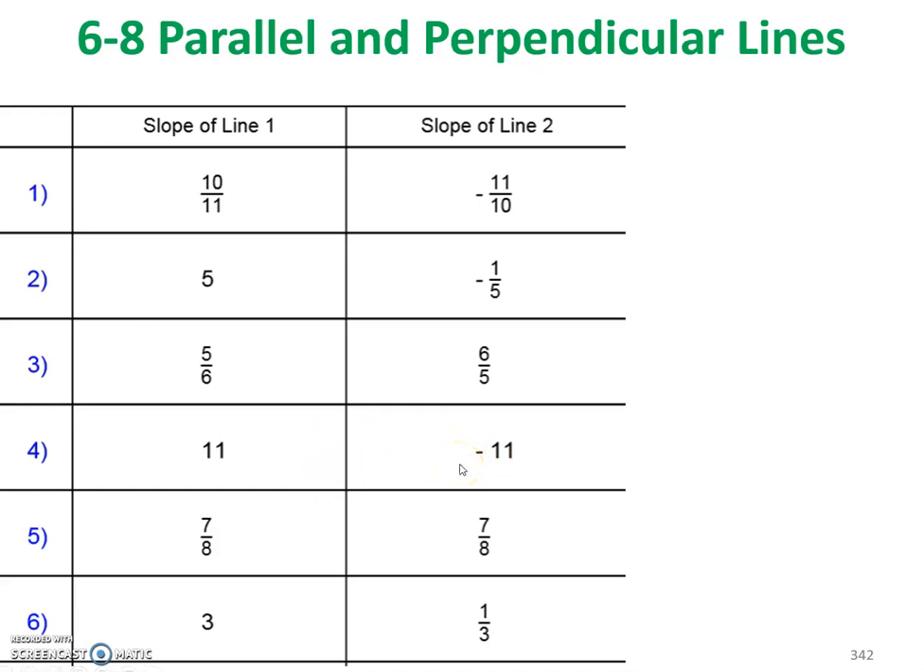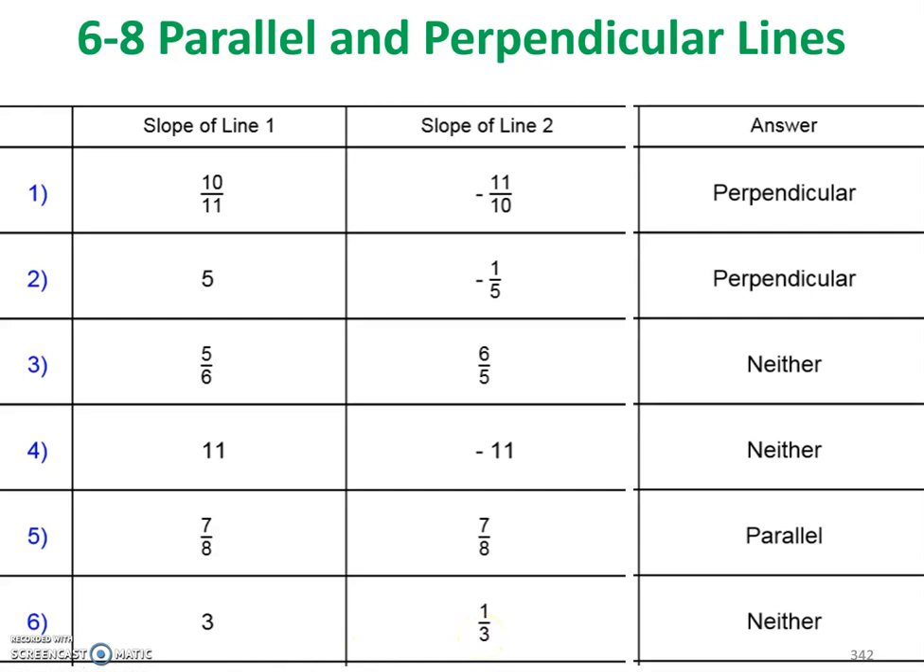When I say neither, you guys, that means that they intersect, but they don't form a 90-degree angle, so they're not perpendicular. And they're not the same slope, so therefore they're not parallel. So for it to be neither, it means that there are 2 lines that intersect. They just don't form a 90-degree angle. Number 5, I have 7/8 and 7/8. Same slope, parallel lines. And for number 6, I have 3, and I have its reciprocal of 1/3. However, I didn't have a sign change here. These are both positive. Therefore, this answer is neither. And those are my answers.